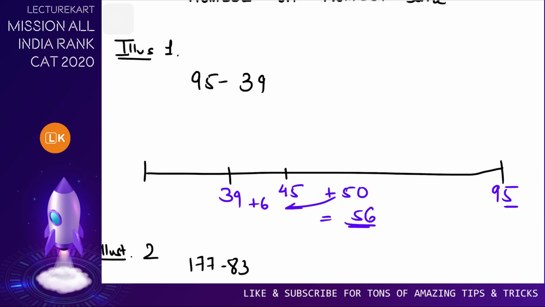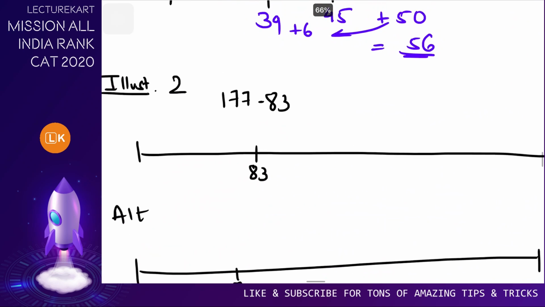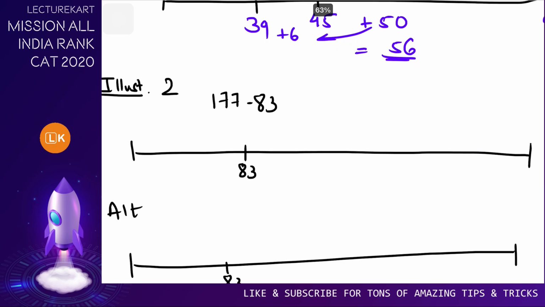Easy? You did it in your head. I just replicated your thoughts on the board. We'll go with another illustration.